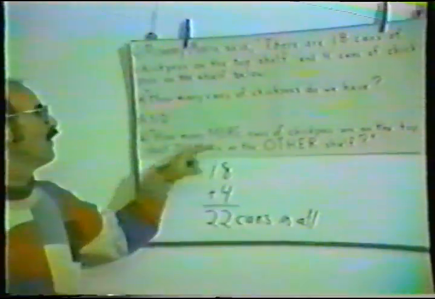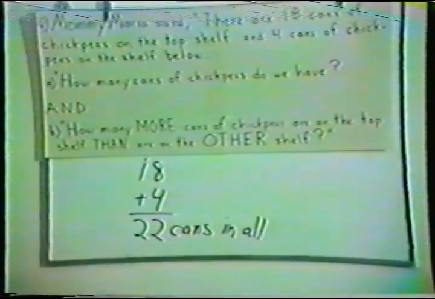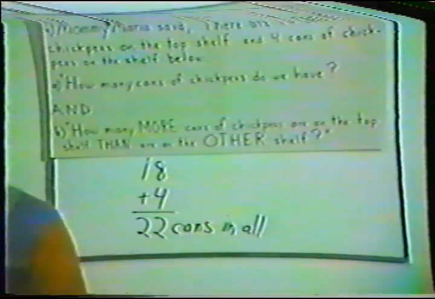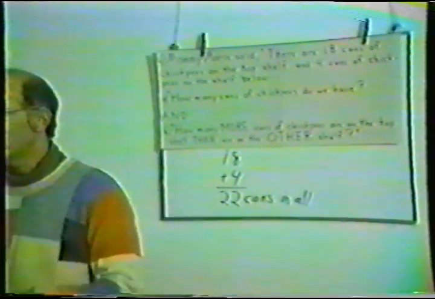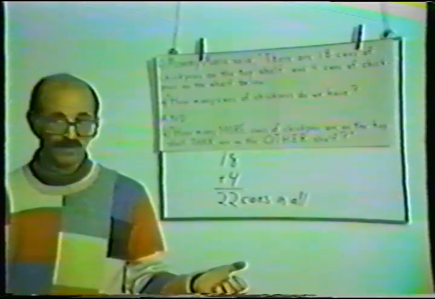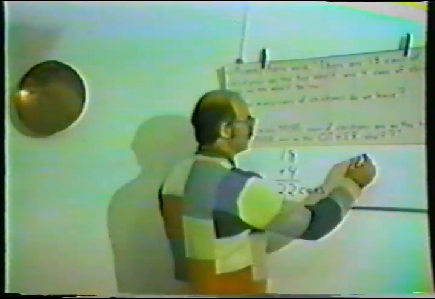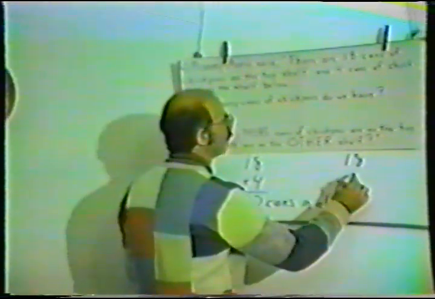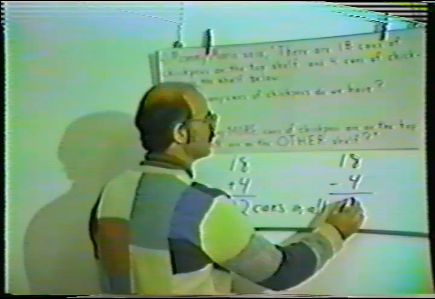How many more cans of chickpeas are on the top shelf than are on the other shelf? Comparing what's here with what's there. What we have to do is subtract. We take the same two numbers, 18, take away 4. 8 take away 4 is?